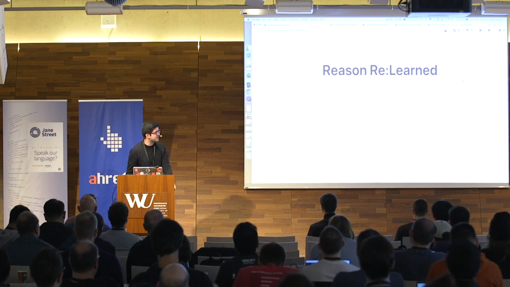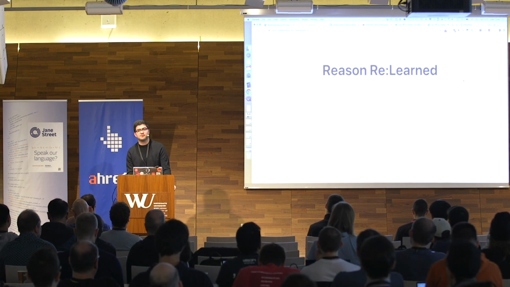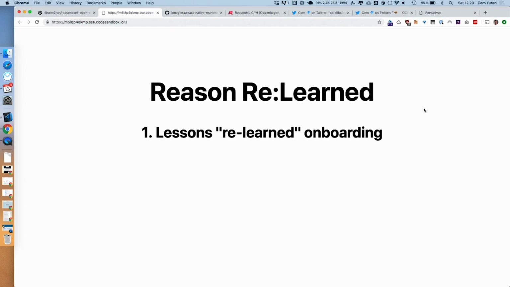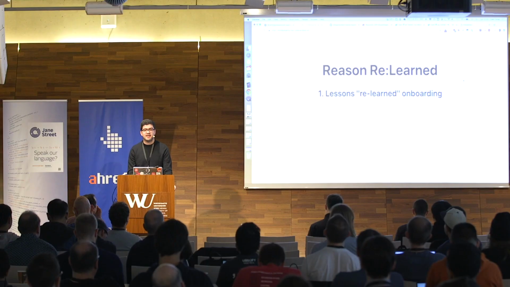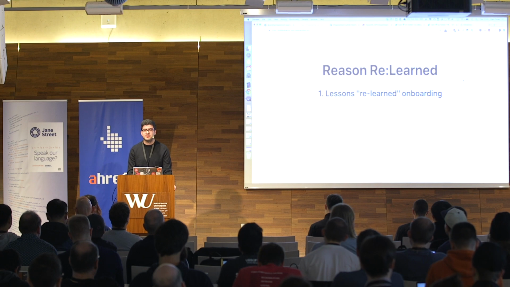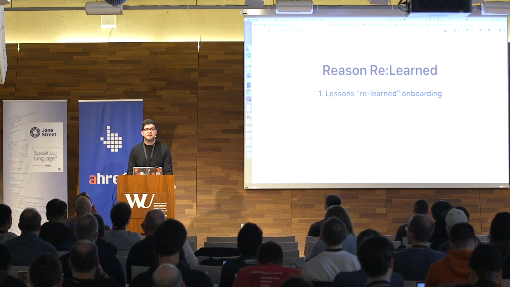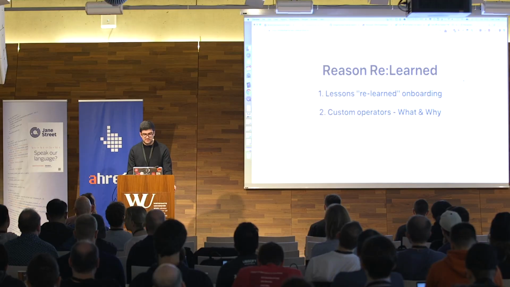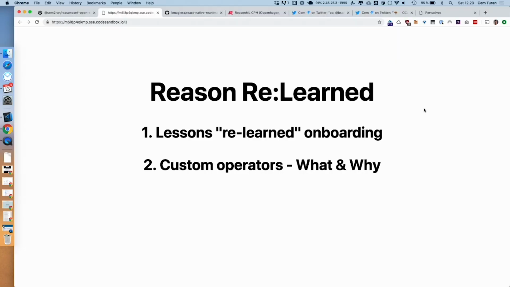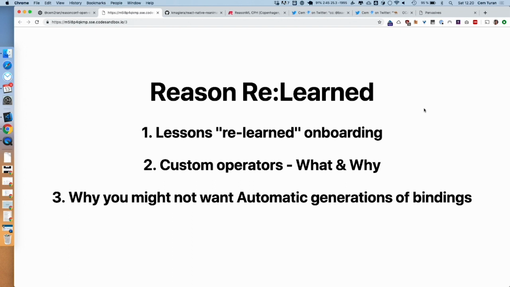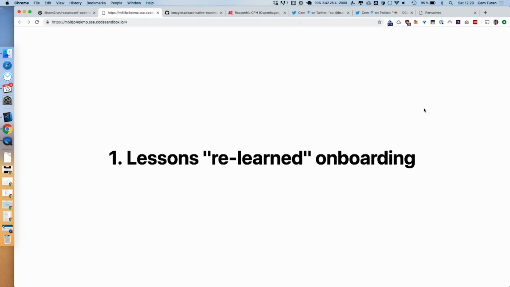All right, and this is a quick story about relearning ReasonML. So this is in the context of onboarding a colleague, and you might also know of this problem. If you've been doing ReasonML for a long time, you might have forgotten some of the learnings you had, and things are super obvious to you, but not for newcomers. I'll also mention something about custom operators. And lastly, also a bit about generation of bindings. And a fourth thing that I think we won't have time for, but maybe another time. So, lessons relearned onboarding.